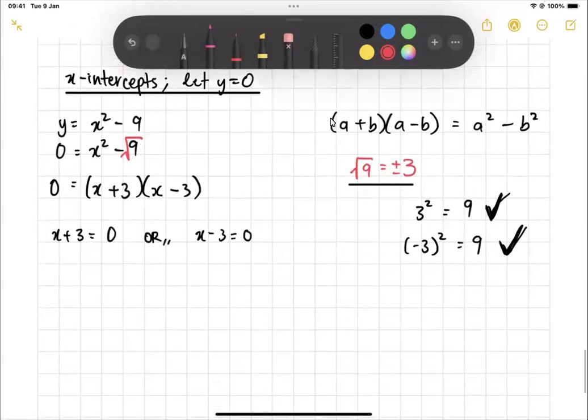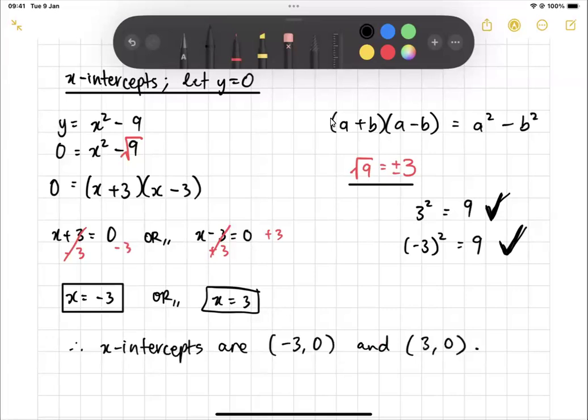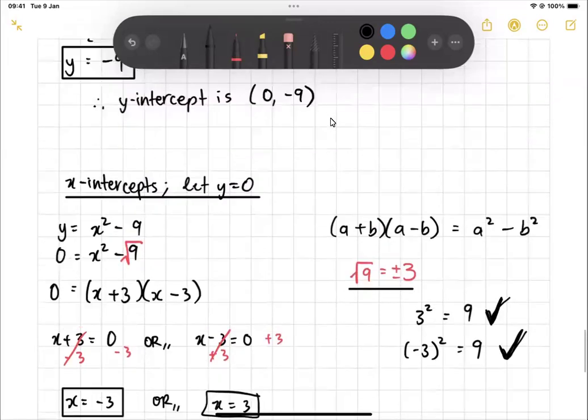Once I've done that, it's a one-step equation. I'm going to solve it. x will equal negative 3, or x is going to equal positive 3. Therefore, my x-intercepts, well, the coordinates, are (-3, 0) and (3, 0). Once I've done that, I'm going to sketch it.